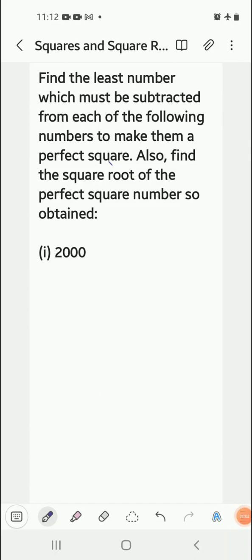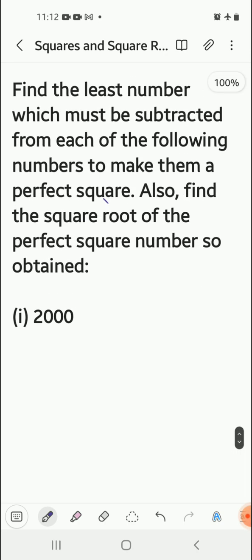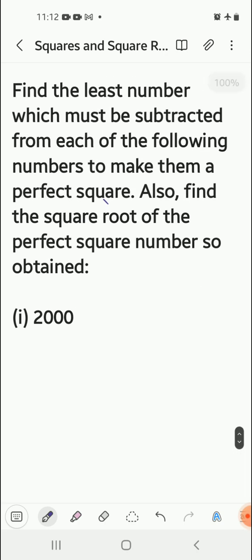Today our topic is square and square root. We are going to solve another sum from square and square root. The question given to us is: find the least number which is to be subtracted from each of the following numbers to make them a perfect square. Also find the square root of the perfect square.